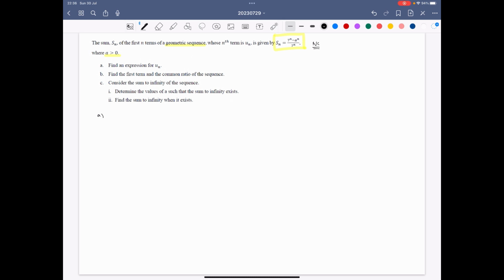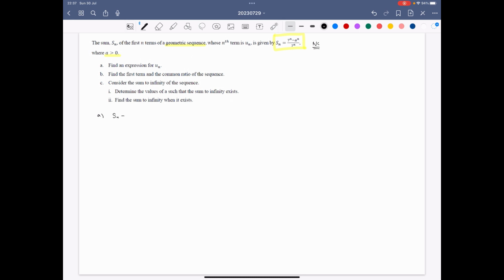Un, well, there are two ways through which you can find this, but since the part B says find the first term and the common ratio, we're just going to find the generic method for un instead of finding the first term and ratio and then building the nth term formula. So what it is.